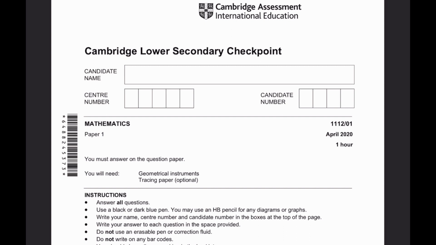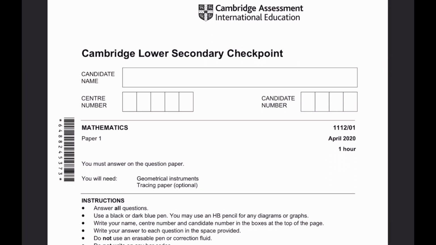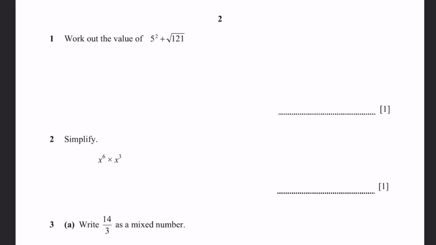This time we're going to solve the Cambridge Lower Secondary Checkpoint Paper 1 for April 2020. So let's start. Question 1.